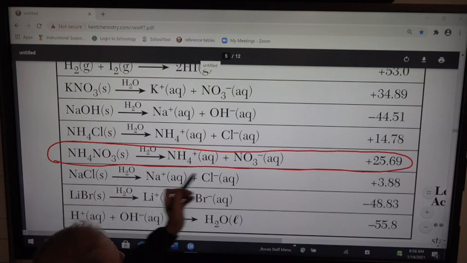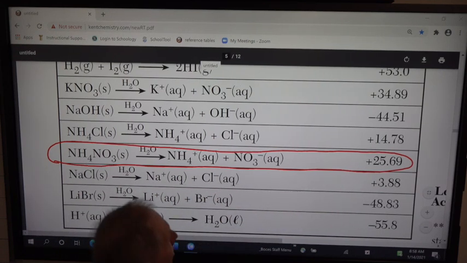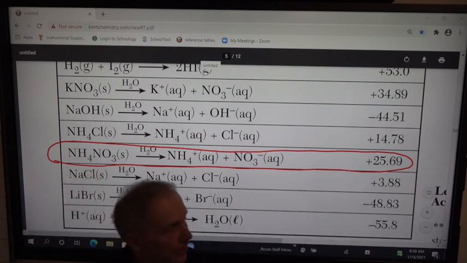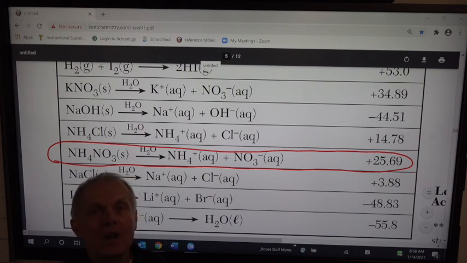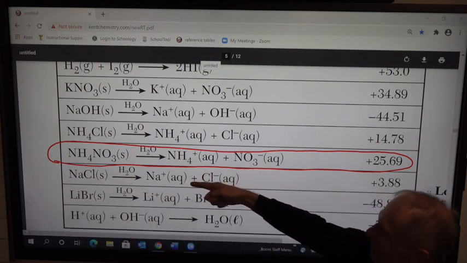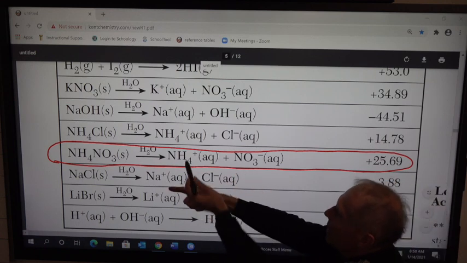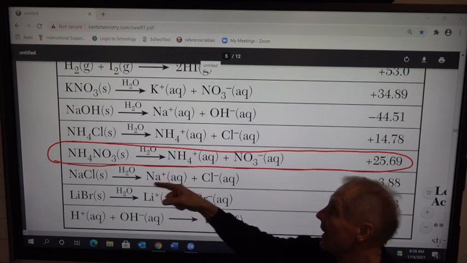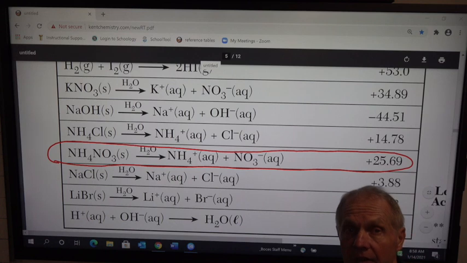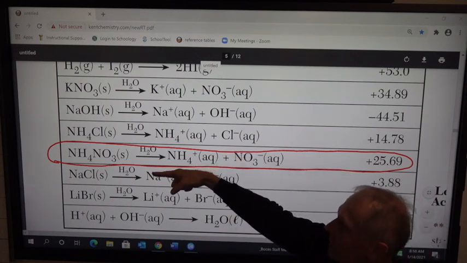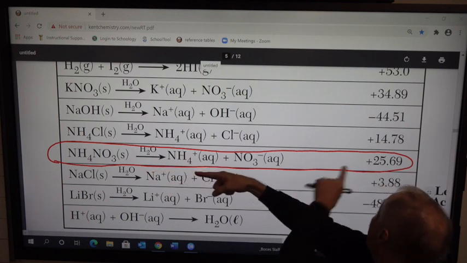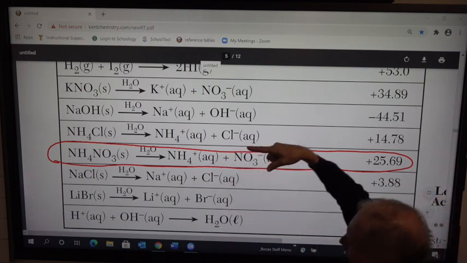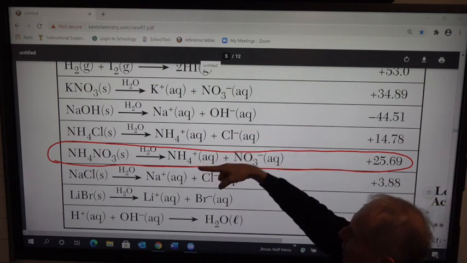So, this is a perfect example. Now, what you can do is, this is the decomposition of ammonium nitrate, and that's a positive delta H. But what about the synthesis? Synthesis goes this way. So we add nitrate and ammonium, and we make ammonium nitrate. And if we're going the opposite way on this table, then we have to change the sign of delta H. So the reverse reaction, the synthesis of ammonium nitrate, would be an exothermic reaction because that would be negative 25.69. So this way is synthesis, exothermic, negative.